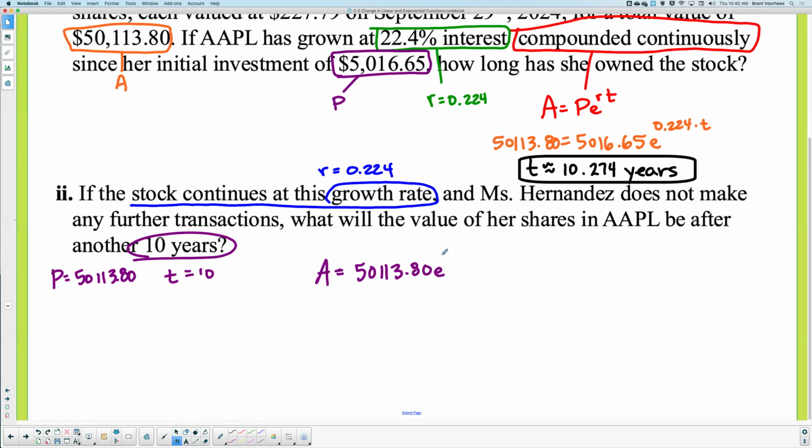We'll take it to the E. The rate is 0.224 times 10. So we want to find out what's going to happen to this after another 10 years. Well, we already saw from over here, it's approximately going to get multiplied by how much after 10 years? 5,000. This 5,000 became 50,000. You see how it got times by 10? After 10 years, so another 10 years, it's going to be close to being multiplied by 10 again. That's what's going to happen.